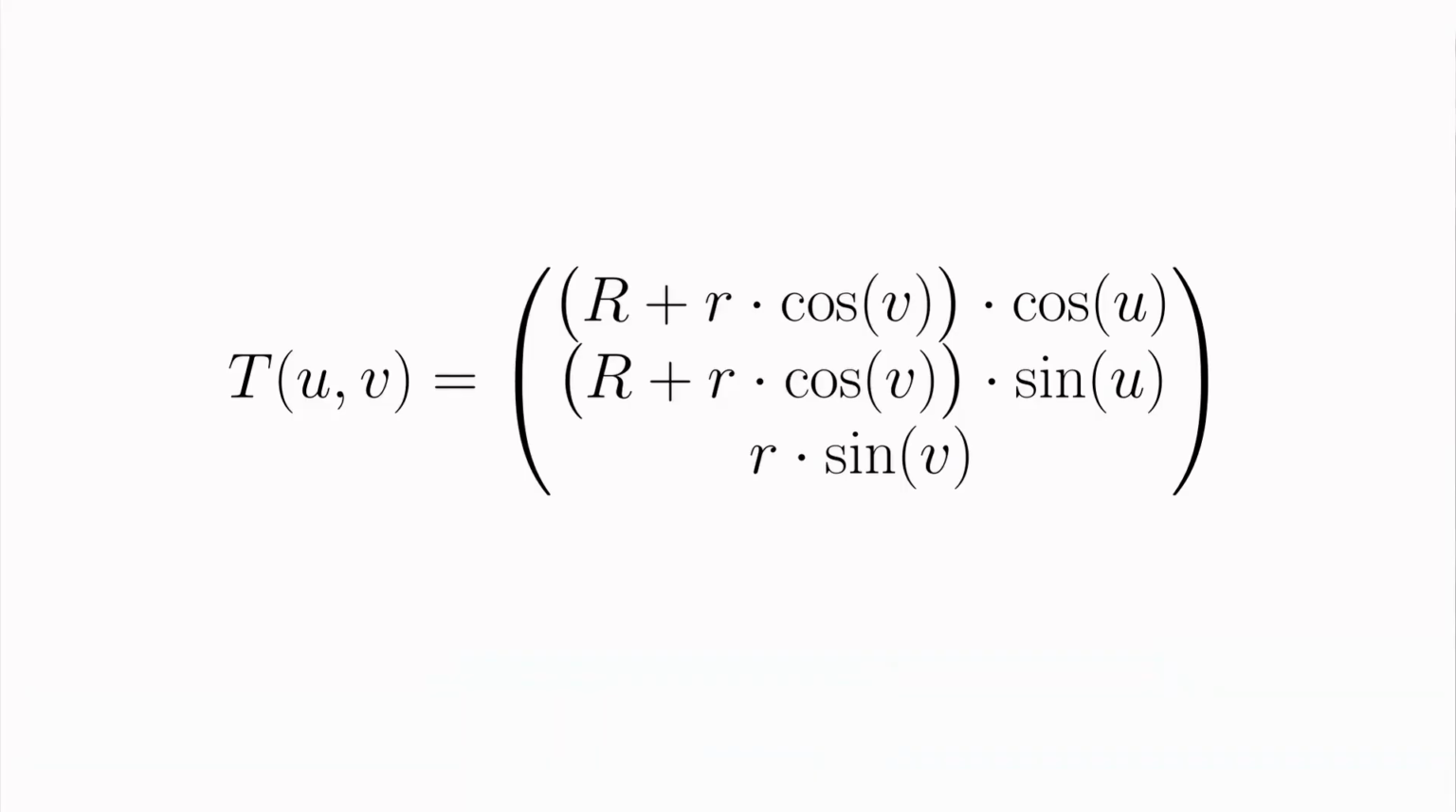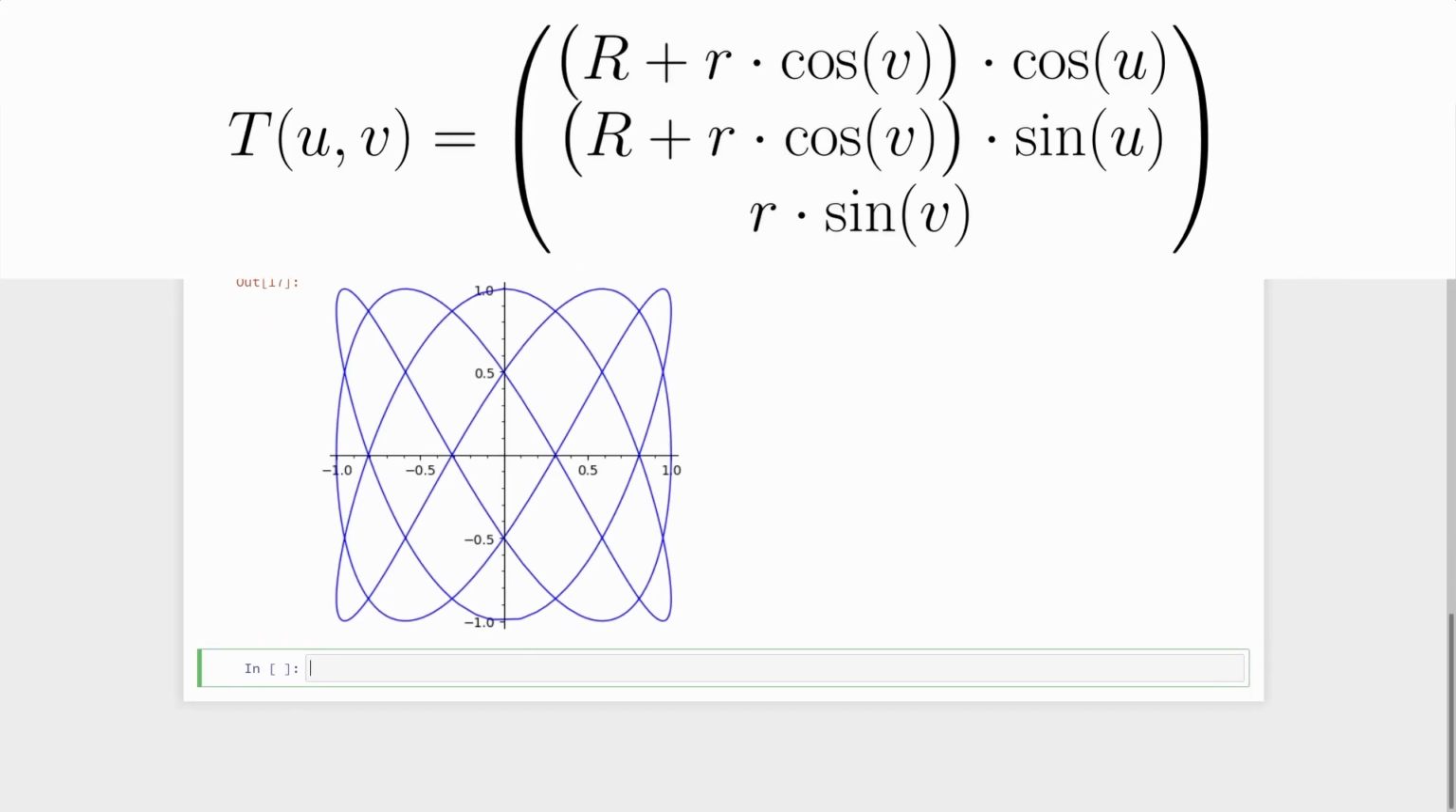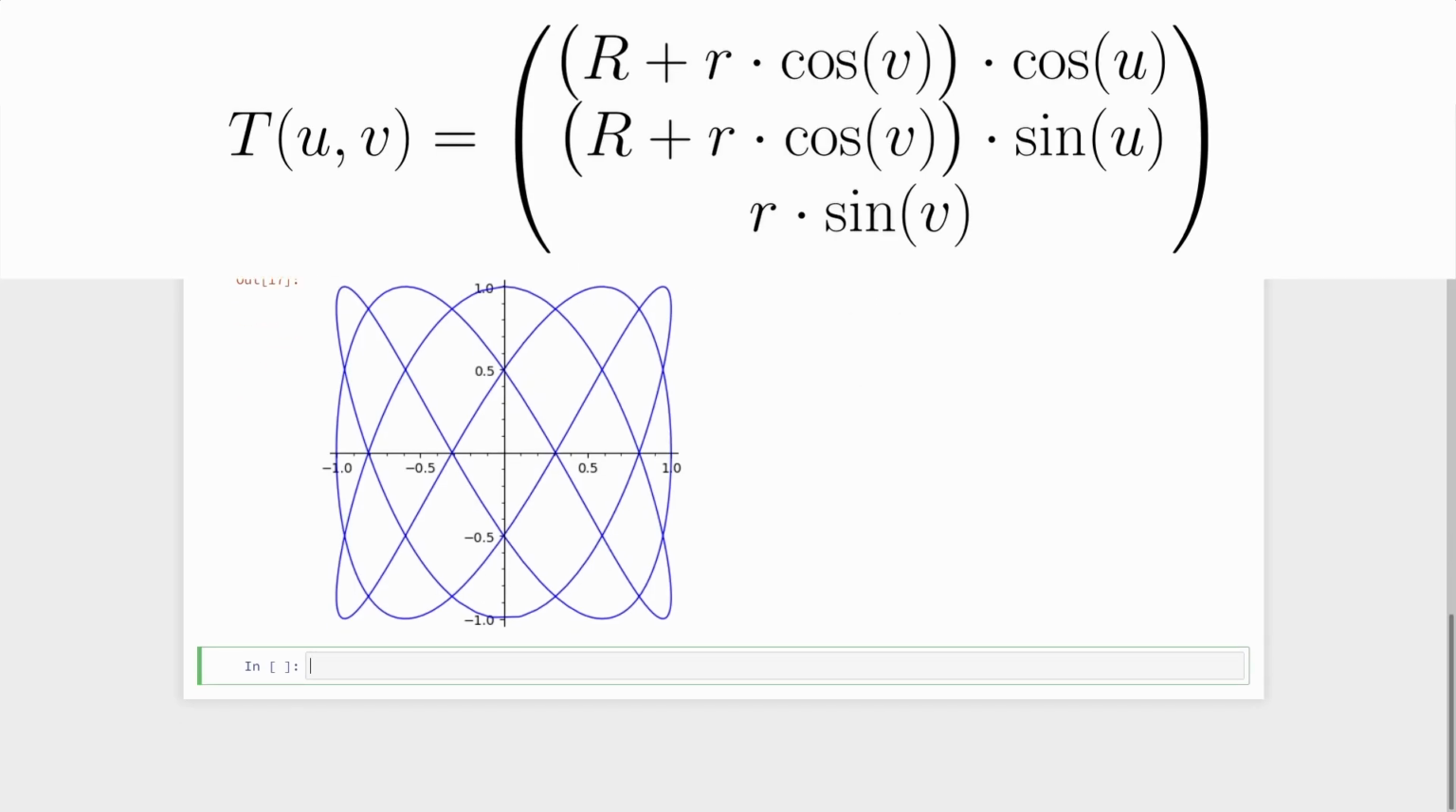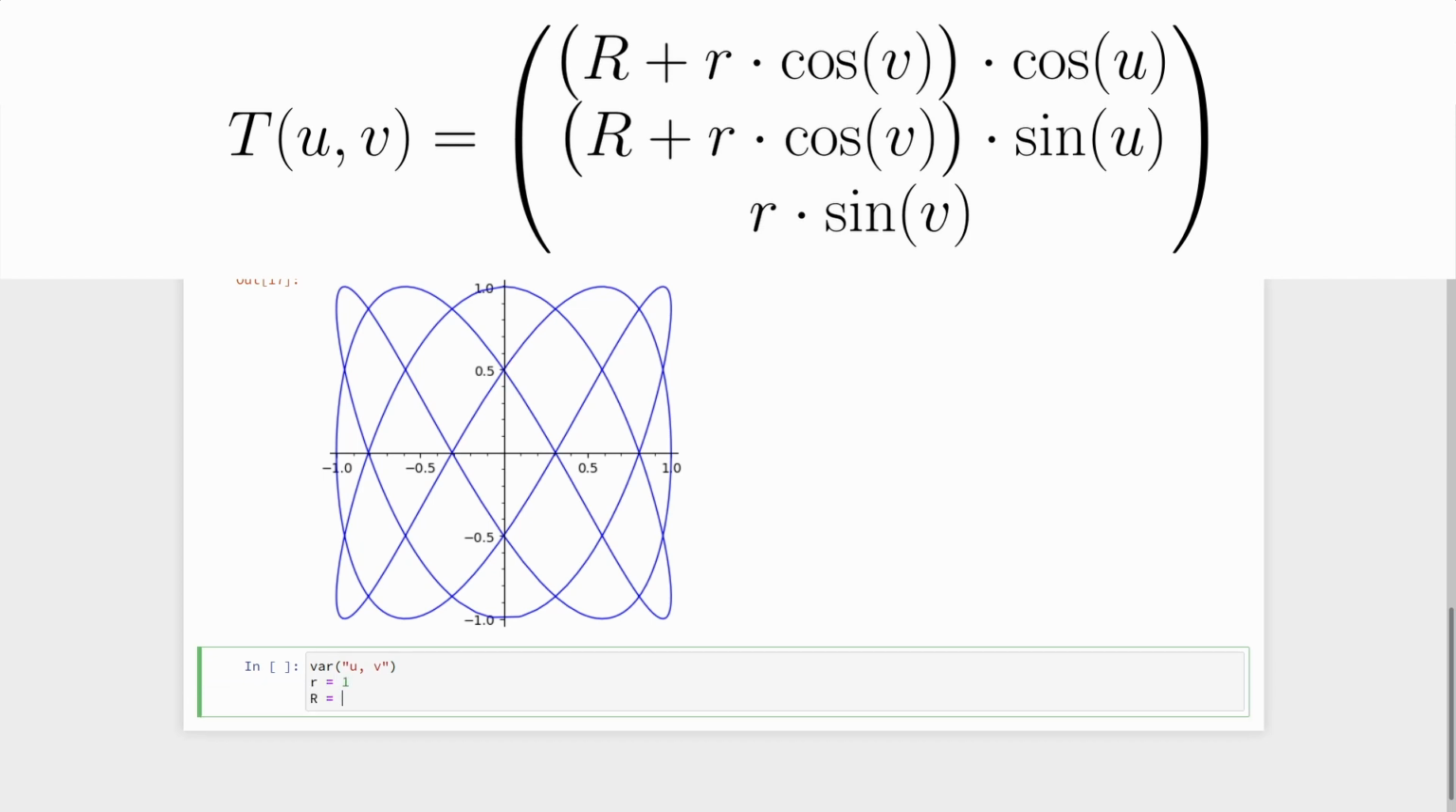Here on screen you see the parametrization of a torus. So I will type this formula into Sage. So first of all I will declare variables u and v, and then I will type function t. So let's start with declaring both variables which appear in our formula. I will assign the inner and outer radius of the torus. Let's say it will be 1 and 3, for example.